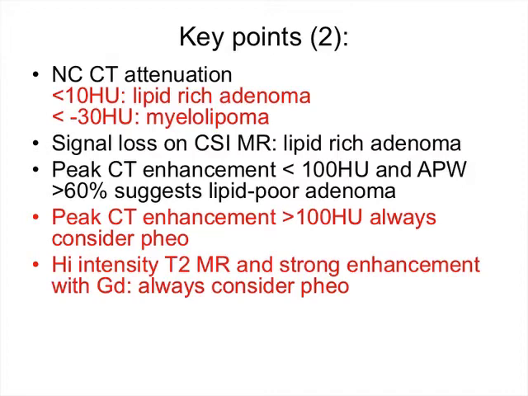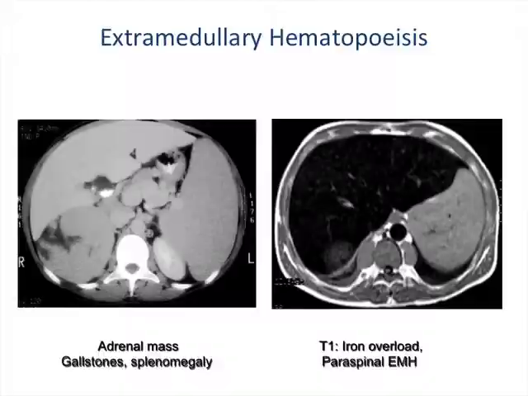And then always consider the diagnosis of pheochromocytoma if the attenuation value rises to more than 100 Hounsfield units on the portal venous phase, or if it has high signal intensity on T2 in association with very strong enhancement. So thank you very much, and I'll hand it back over to Paul.